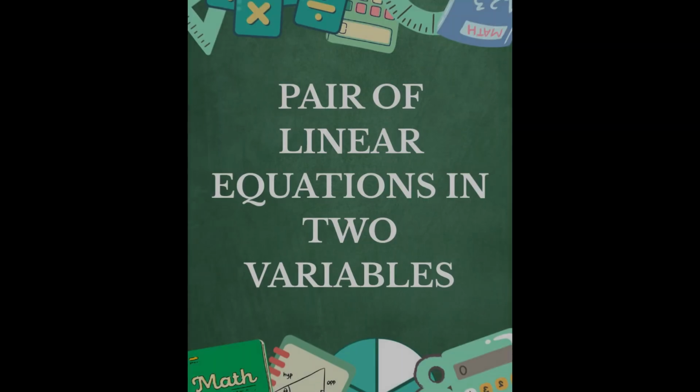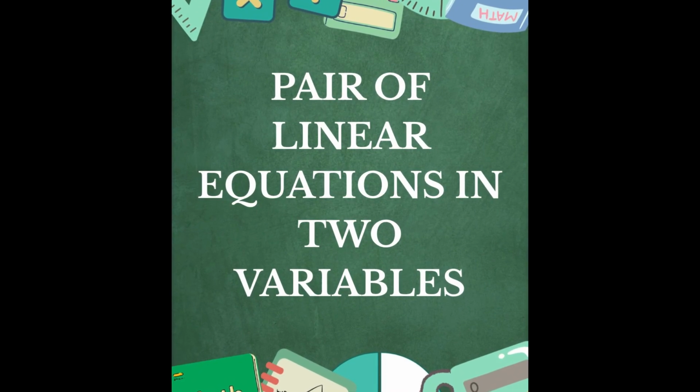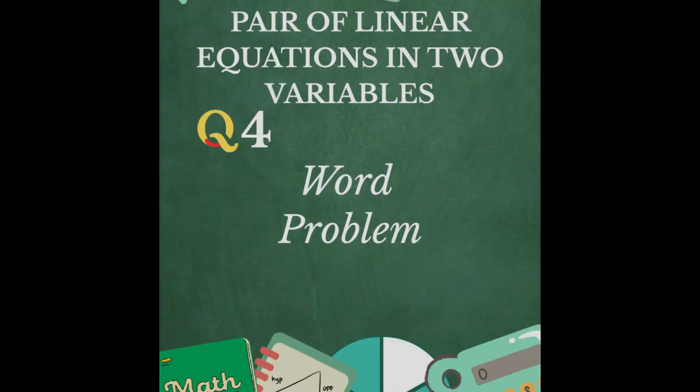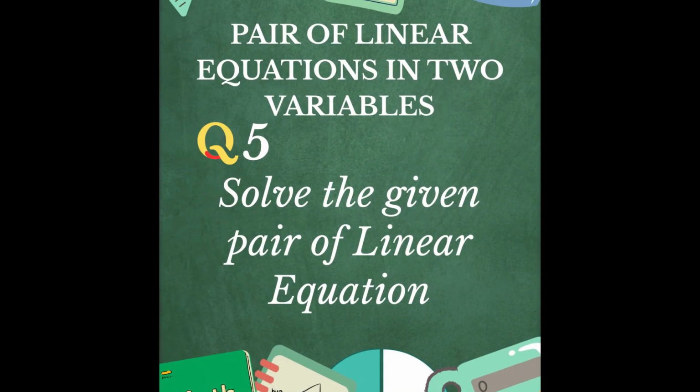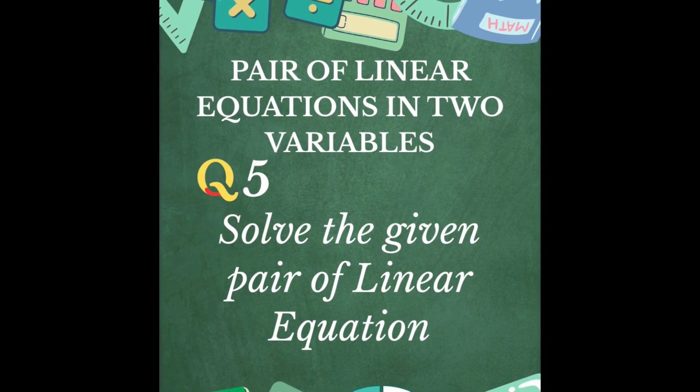Now the next three questions, that is the 4th, 5th and 6th, are from our chapter Pair of Linear Equations in Two Variables. In this case, one word problem is 100% sure, which is based on the pair of linear equations. We have to read the problem, form the equations and find the required answer. Then the next question is: solve the pair of linear equations by any method. It can be by the elimination method or the substitution method, but you have to solve the given pair of linear equations.